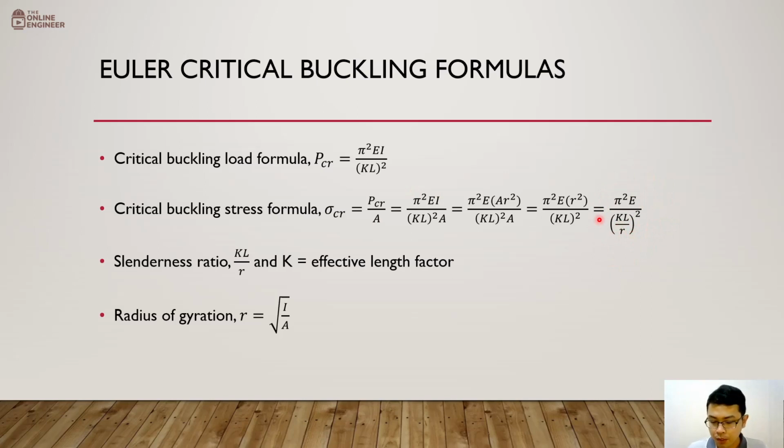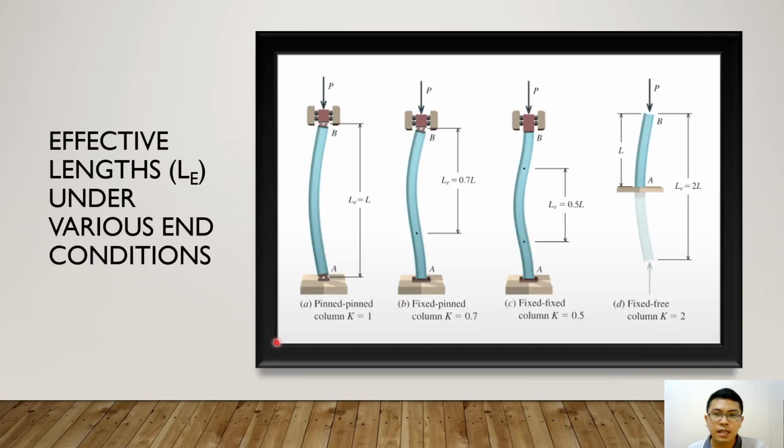All right, so we also have the slenderness ratio over here. That's KL over R, where K is the effective length factor. What about this radius of gyration? I already mentioned this just earlier, and that's equal to R equals square root of I, the moment of inertia, divided by the area of our cross section.